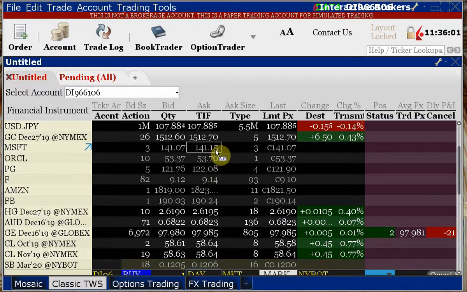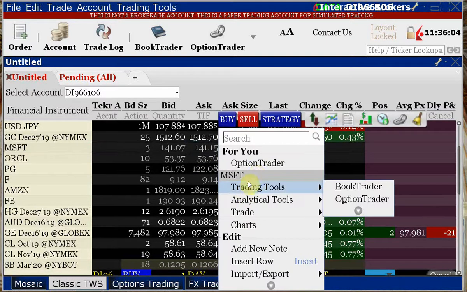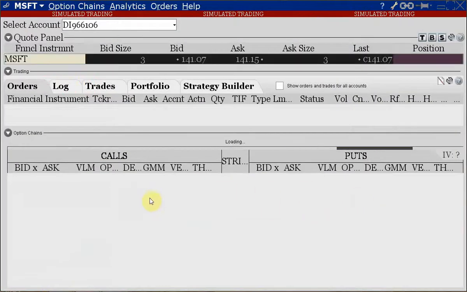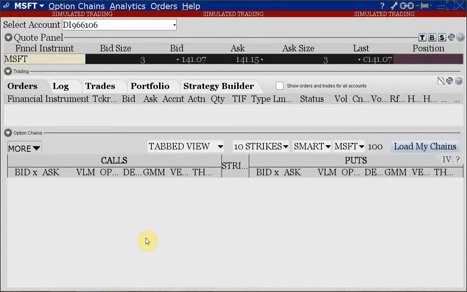here. You want to right click here and open the option trader. Go to trading tools. Open the option trader. So you take Microsoft or any other example, and you open the option trader, and here too, you know where the prices are. By now you know where the prices are. You can see the bid and ask for calls and puts.